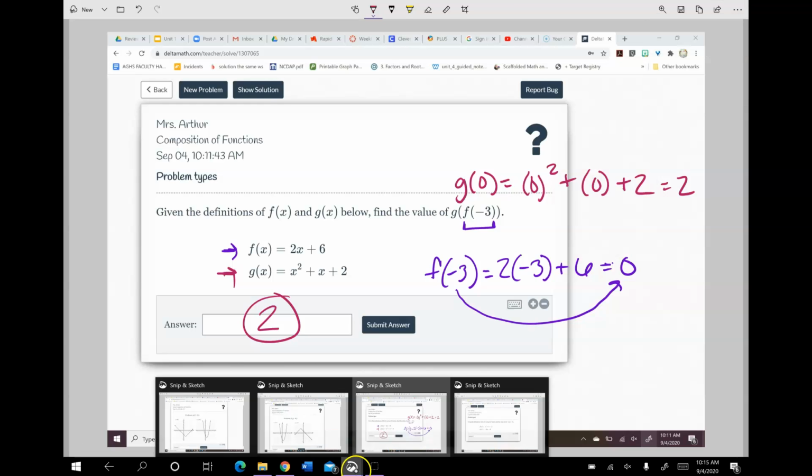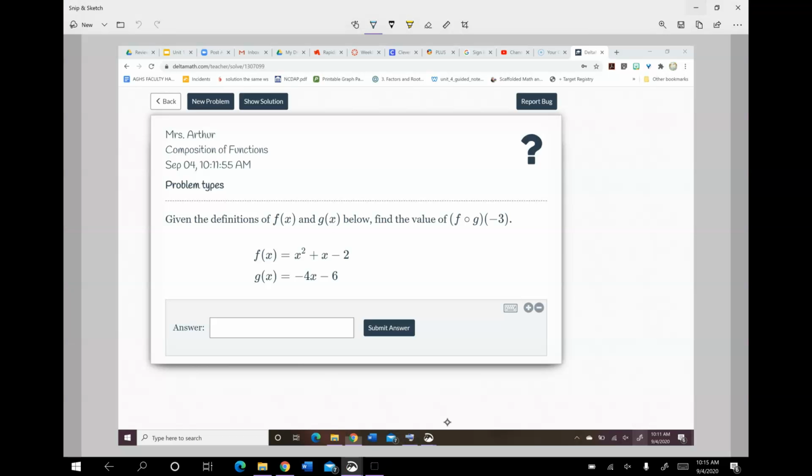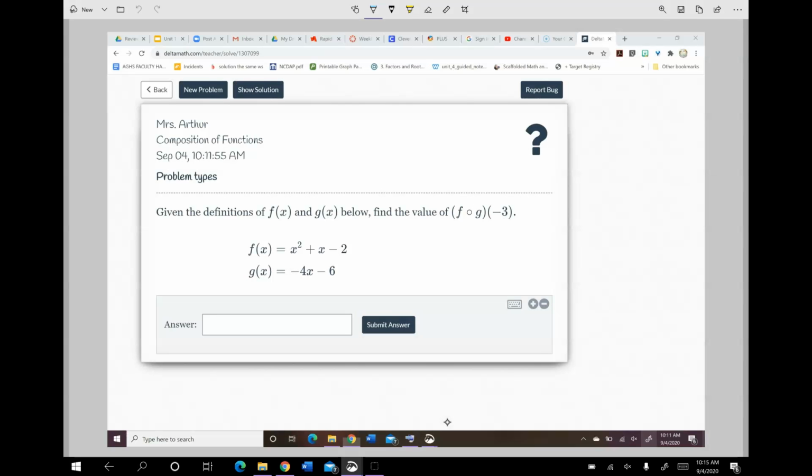So I've done that one. So let's do this one. Now remember, f composite g just means make that a parentheses. So now I'm trying to find g of negative 3. So I go to the g function, use parentheses, and I'm going to find g of negative 3 to be negative 4 parentheses negative 3 minus 6. Use my calculator, type it just how you see it, and I get 6 to be my answer. So now I know that g of negative 3 is equal to 6.